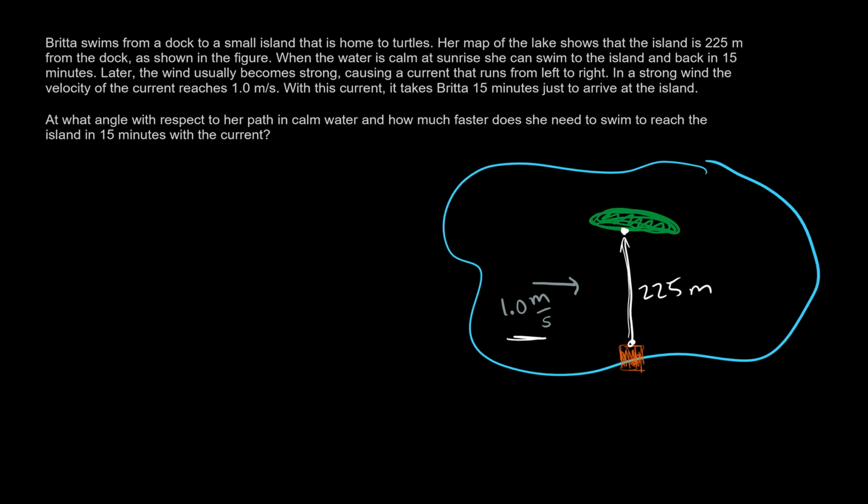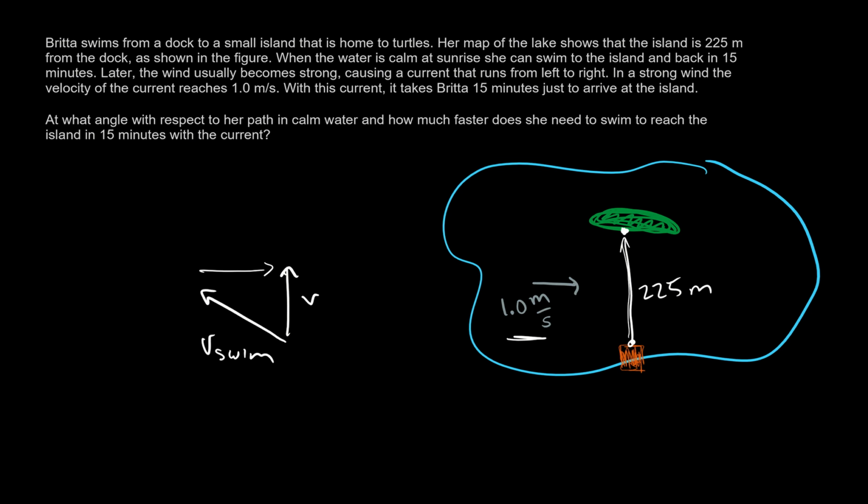basically the question is, what angle does she need to swim at in order to end up with a vector that's basically pointed straight at the island? Because she's going to have to swim in this direction. She's going to have to swim somewhat into the current, right? Because that current is going to push her to the right. And she wants to end up going straight to the island.